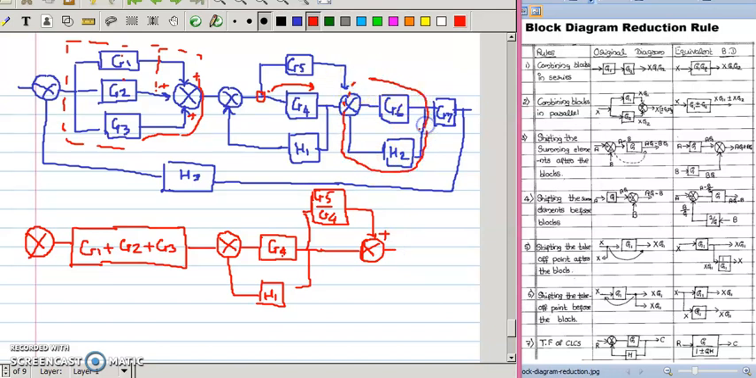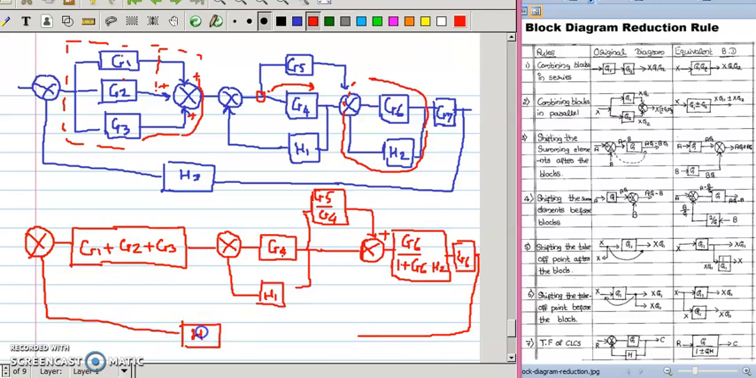Elimination of feedback rule. So what is the elimination of feedback rule? It is G6 divided by 1 plus G6H2, as it is on the positive side, right? And the last block G7 is as it is. And this feedback comes from here towards the input side. This is H3.